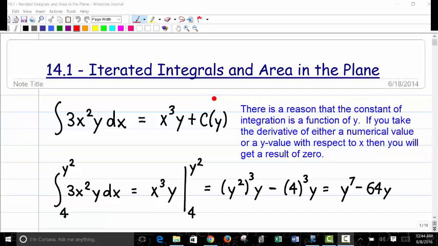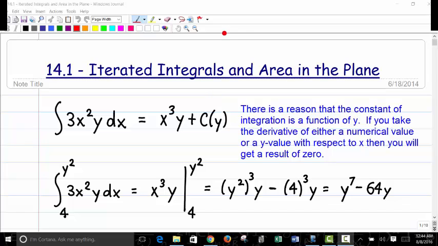Now, the c of y means that in this idea, not only can you have a constant c like we do for regular integration, any function of y would also be considered a constant, because if you take the partial derivative with respect to x of any y term, it would be 0. So if that was x cubed y plus y to the 5th, the derivative with respect to x would still be 3x squared y.